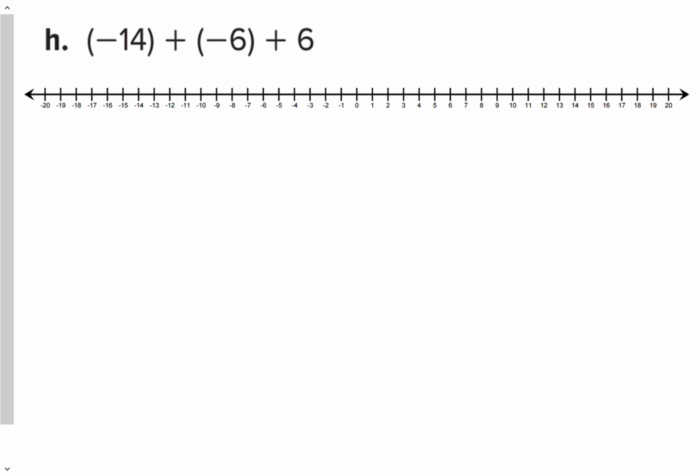Now this is going to get a little tricky because we have three numbers, and the rules that they gave us only involved adding two integers at a time. So we're going to have to take this step by step. So our first step, we're going to start at negative 14. So let's move on over to negative 14. Then we're going to add a negative 6, which means we're still moving to the left. So 1, 2, 3, 4, 5, 6. So we move left, negative 6. And then this positive 6 here means we move to the right 6. And we ended up back at negative 14.